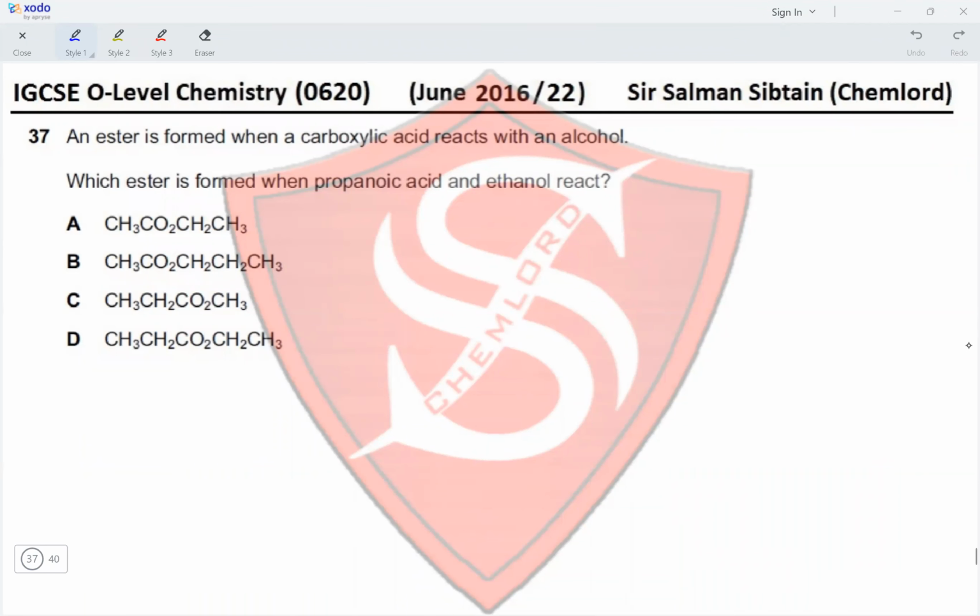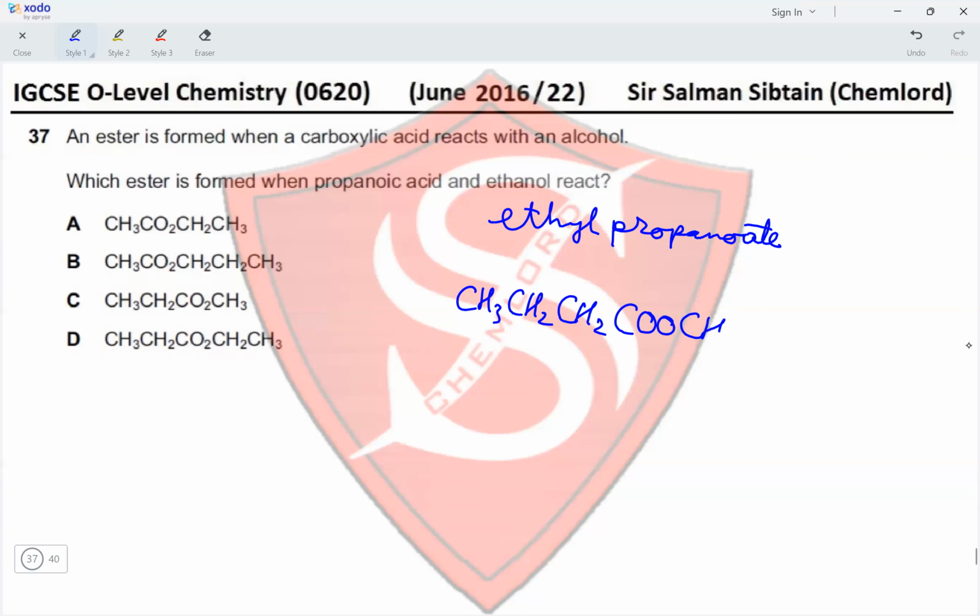Question 37. An ester is formed when a carboxylic acid reacts with an alcohol. Which ester is formed when propanoic acid and ethanol react? This would be called ethyl because that is the name of the alcohol, and propanoic acid is the acid, so it would be called ethyl propanoate. The formula would be CH3, CH2, CH2, C double bond O, then ethyl CH2 and CH3.